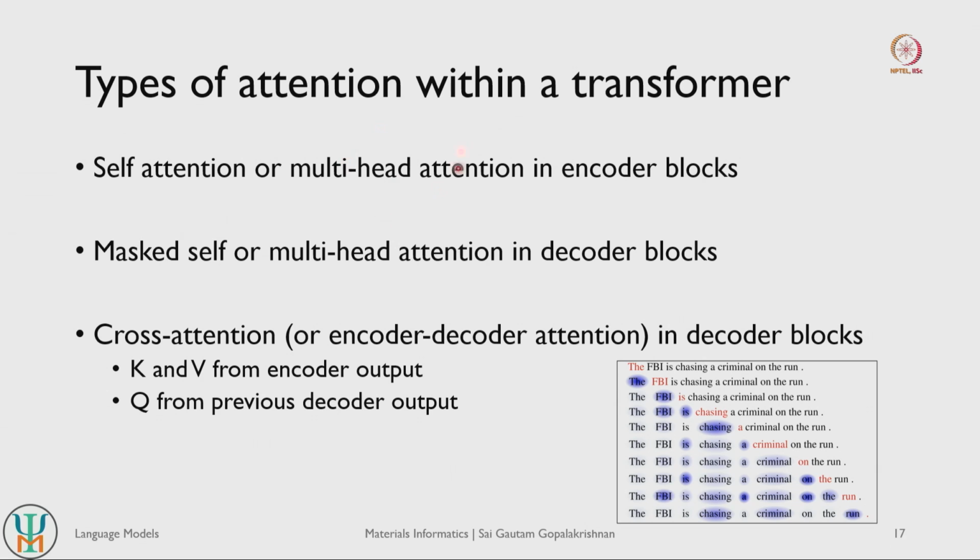So apart from self attention or multi-head attention and masking in the encoder and decoder blocks, the transformer can also use cross attention, wherein it can take the key and value matrices from one encoder and then combine them with a query matrix from a previous decoder.